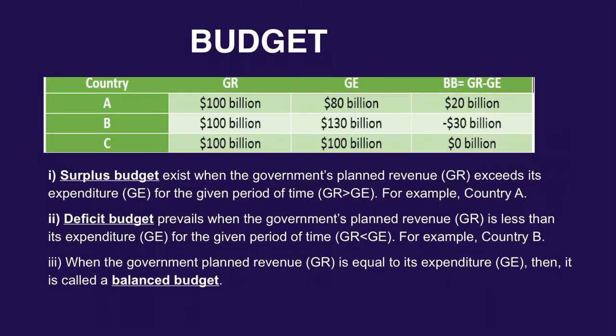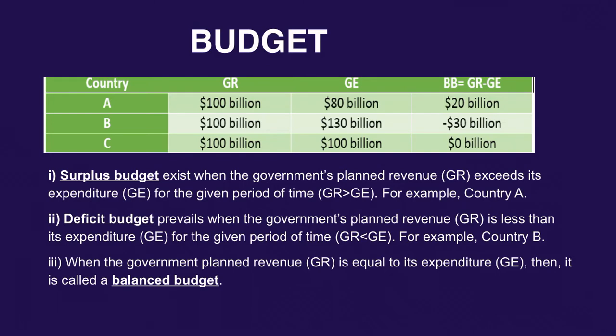Let's take a look at a simple numerical example comparing 3 different countries: country A, country B, and country C. Let's say for country A, the planned government revenue is about $100 billion, and the planned government expenditure is about $80 billion for the following year. Therefore, the budget balance is going to be positive $20 billion. That means it shows a surplus budget for country A.